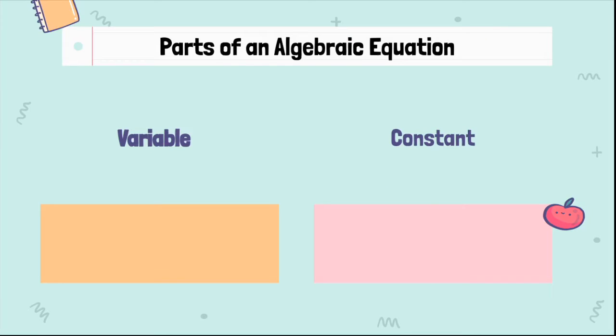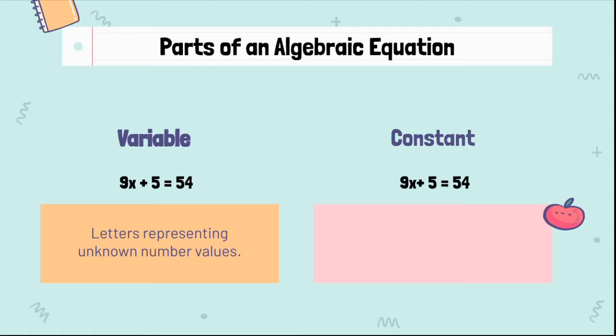So an algebraic equation has many parts, and here we're going to be looking at two of them, a variable and a constant. Right here we have this algebraic equation, 9x + 5 = 54. So we just learned what a variable is, a letter representing unknown number values, but we are still yet to know what a constant is. The exact definition of a constant is a number on its own with a value that does not change.